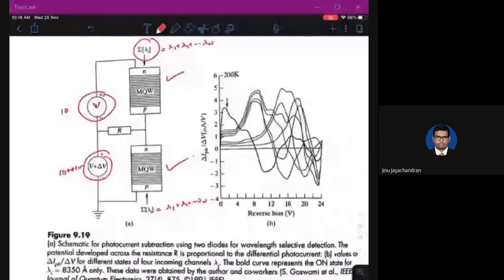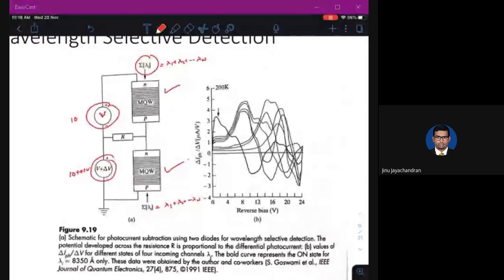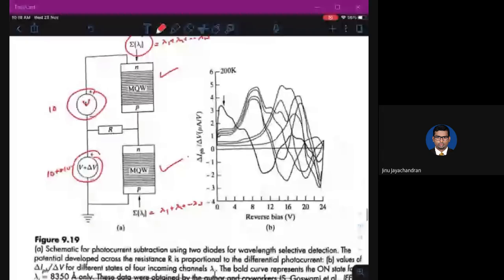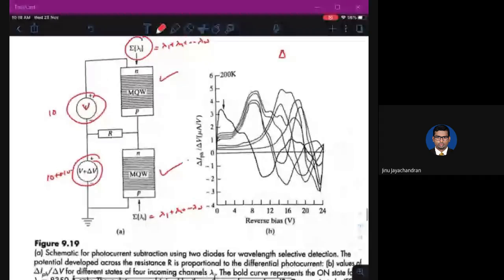Now, how this is found out is we are going to look at delta IPH by delta V. This is what you are going to look at. So delta IPH is the difference of the photocurrents between these two quantum well structures. Sorry, this is not delta lambda, this is delta V. Okay, and you're taking the ratio of the difference of photocurrents to the difference of reverse bias voltage applied.